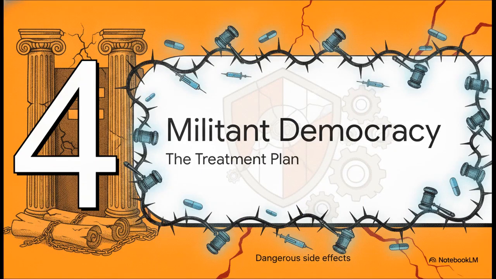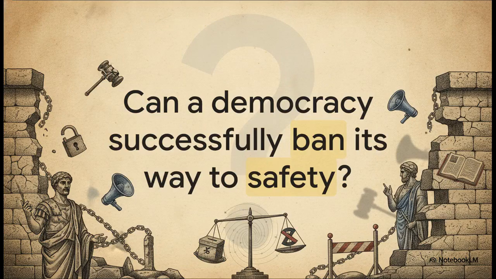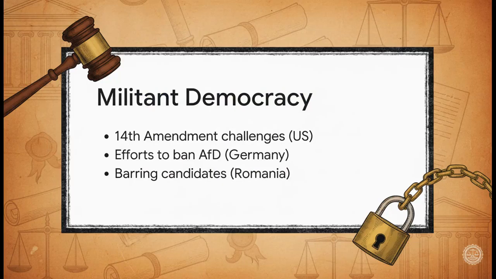Which brings us to part 4, the militant democracy dilemma. We're going to look at the treatment plan and its potentially dangerous side effects. Because liberal institutions have attempted to apply a legal cure. But we have to ask a really critical question that strikes at the heart of our modern systems. When faced with politicians who use democratic means to potentially undermine democracy, can a system successfully ban its way to safety? We are seeing widespread implementation of a concept called militant democracy.